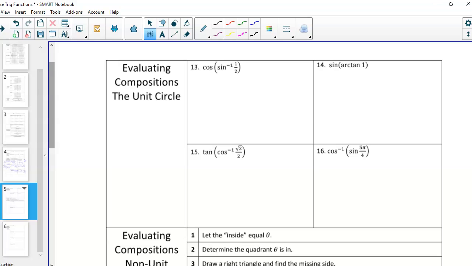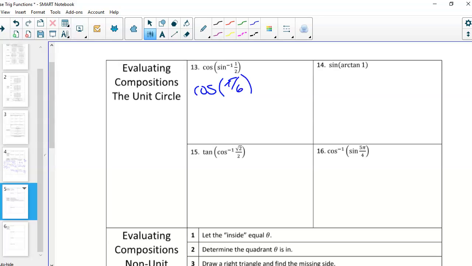Now, these are basically the same thing, except now you have the inverse on the inside and the function on the outside. So on the inside, because you're doing that first, you're looking at that range. In sine's range, where is sine equal to 1/2? Pi over 6.